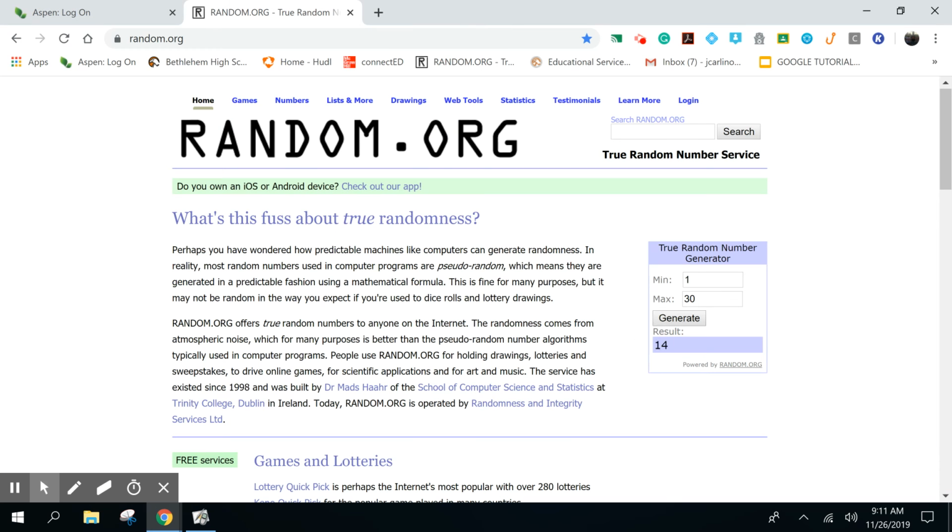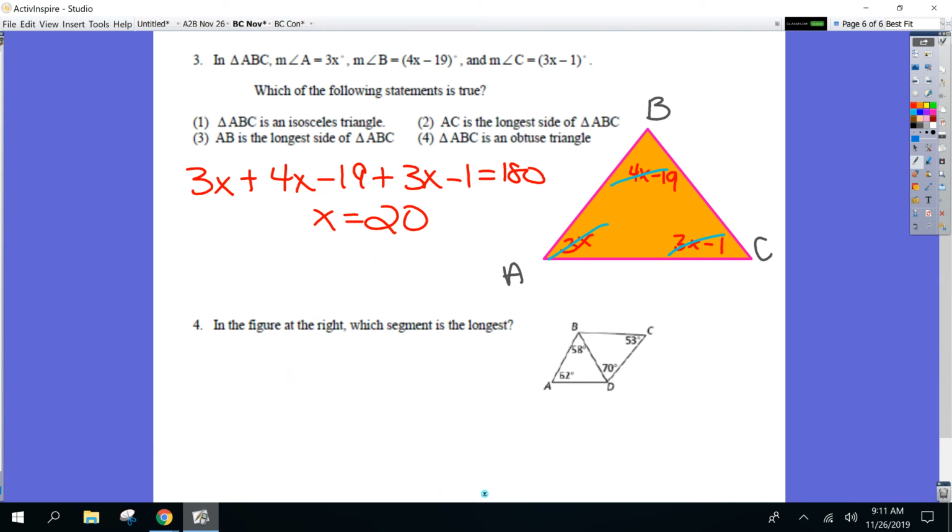All right, little help here. 14, little help. Did you find angle A? Yeah. 60. How about angle B? 61. And then finally angle C? 59. Nice job.